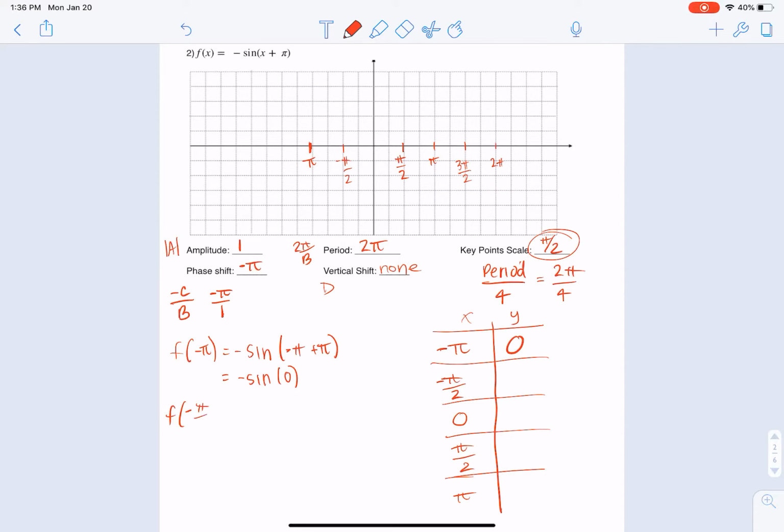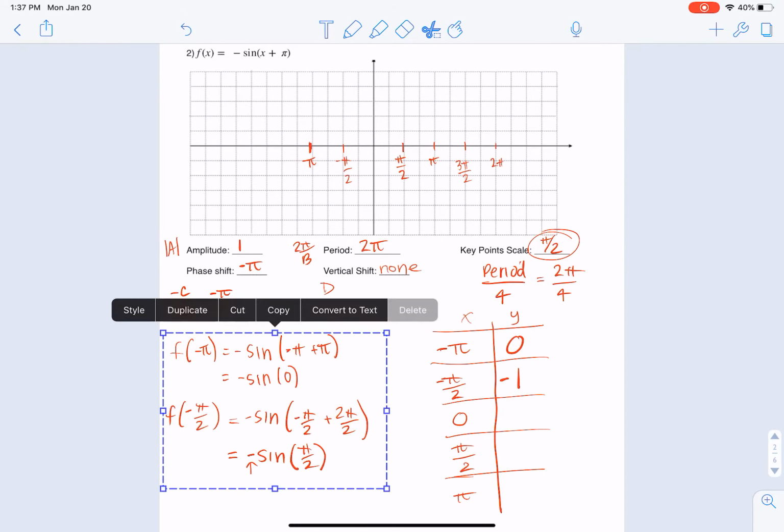f of -pi over 2 is going to give me -sine of -pi over 2 plus, let's call it 2 pi over 2 for a common denominator. So this gives me -sine of 2 pi over 2 minus pi over 2, or -pi over 2 plus pi over 2 is just going to give me pi over 2. And at pi over 2, I'm at +1, so let's multiply by this negative right here. So I'm here at -1. And let's erase this. I'll just do a few more.